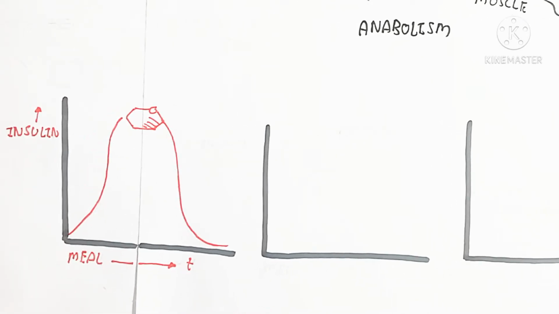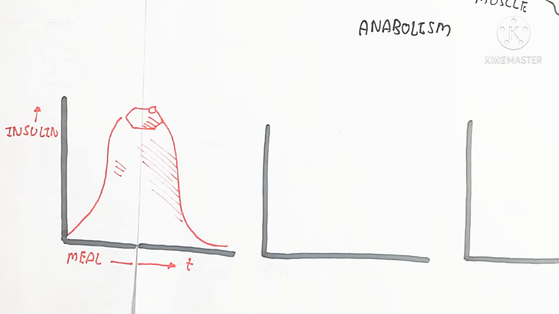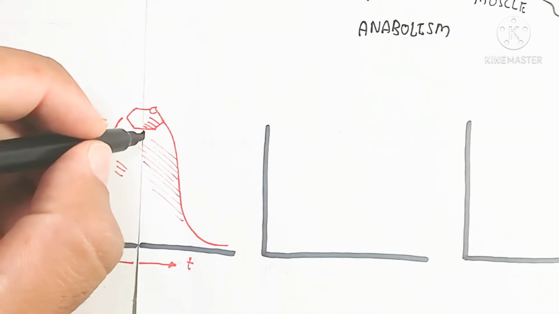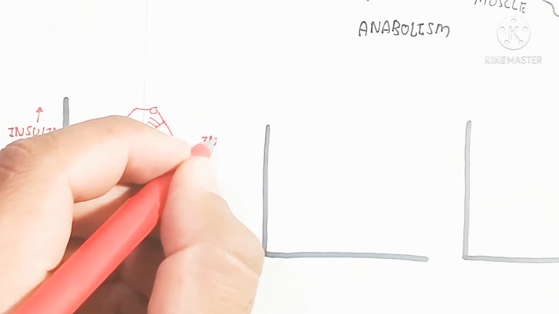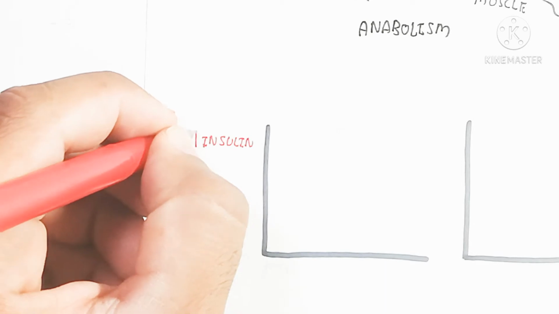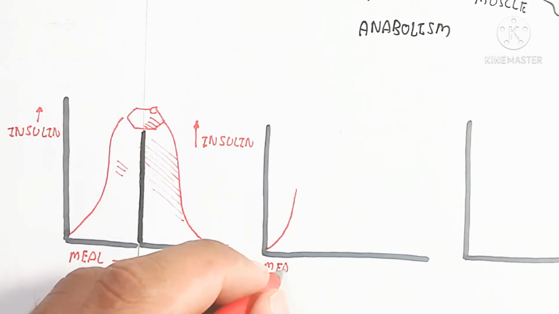Anabolism means the smaller molecules will convert into larger molecules to become a structural part of the muscle as protein and glycogen from the sugar. So that is known as anabolism, a type of metabolism.